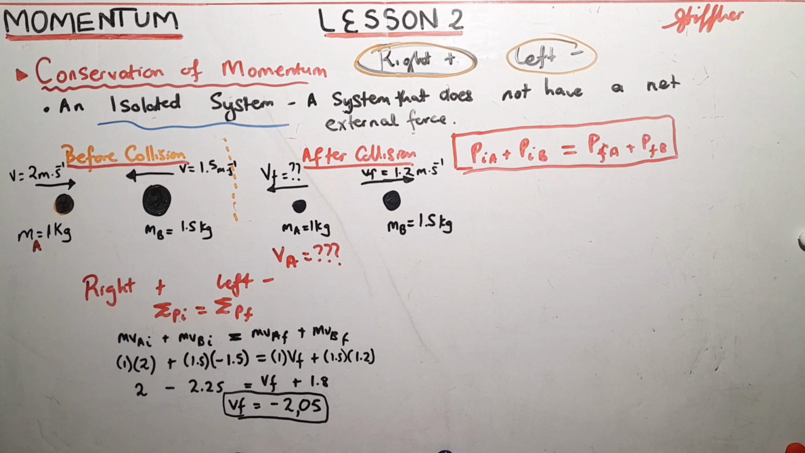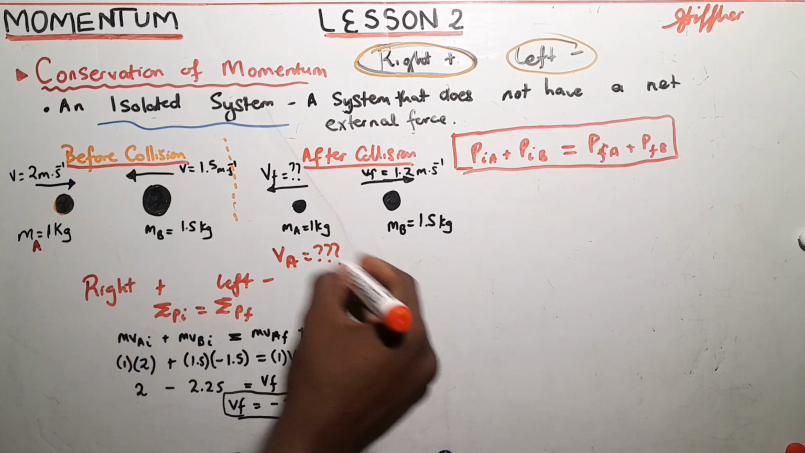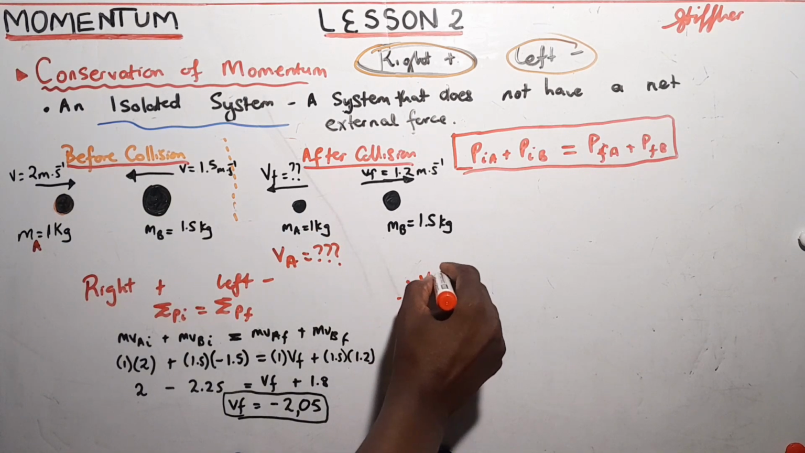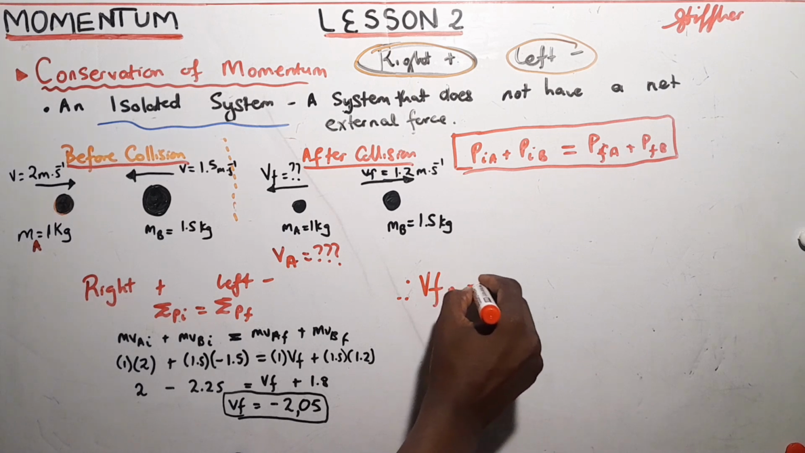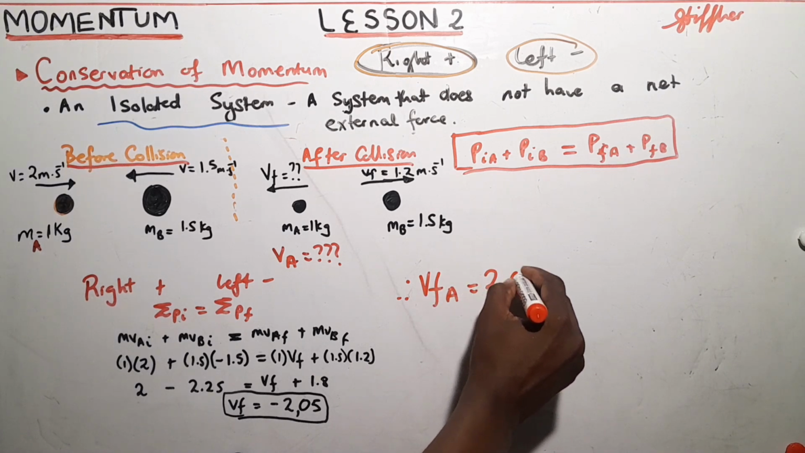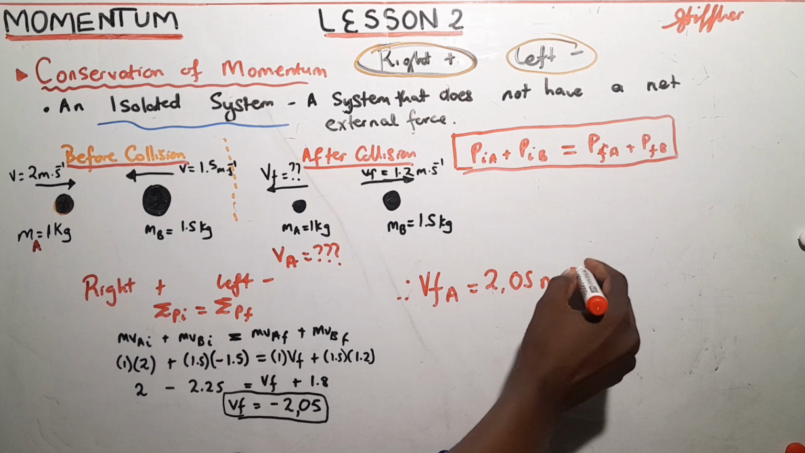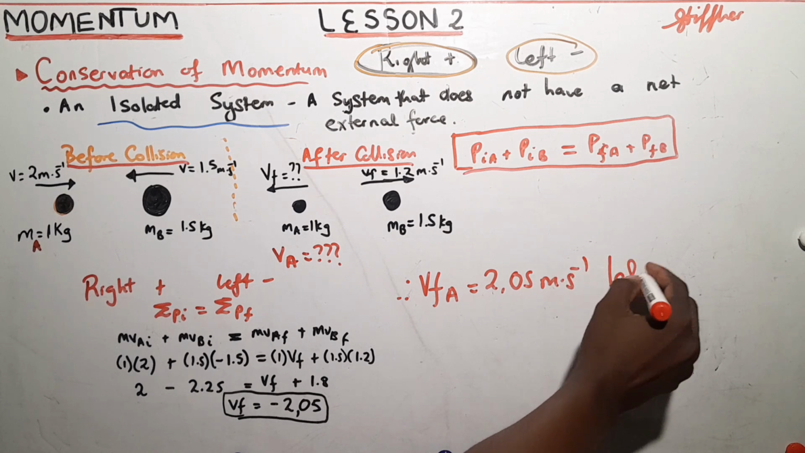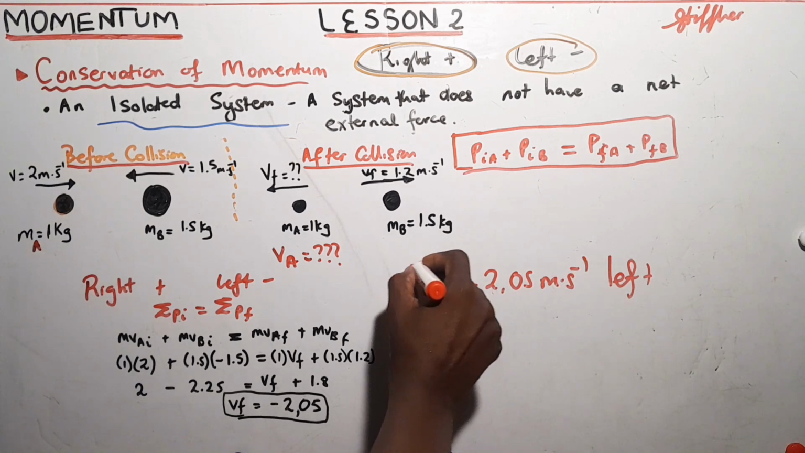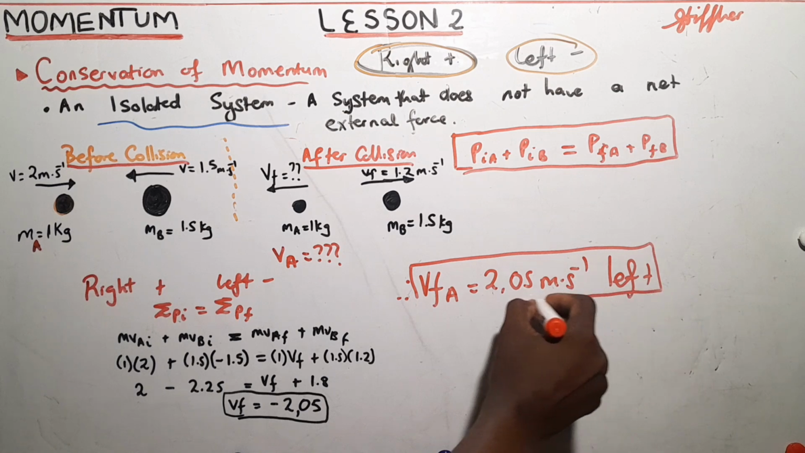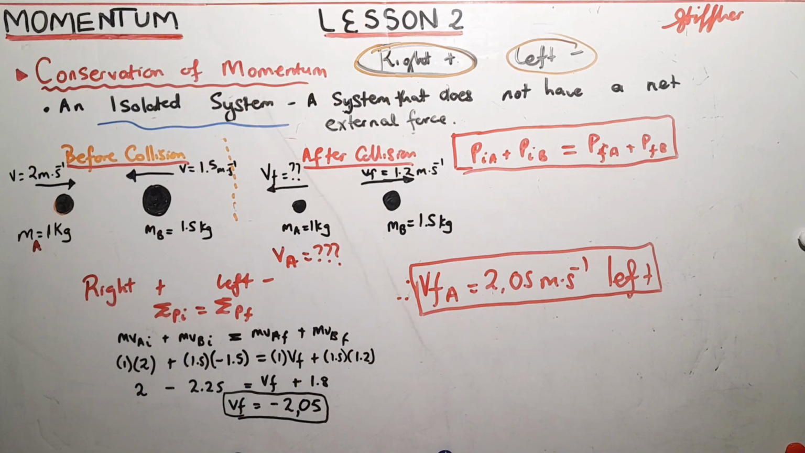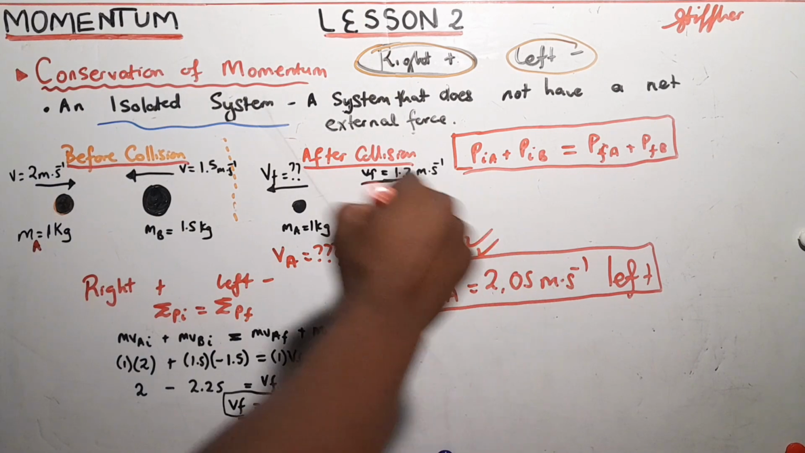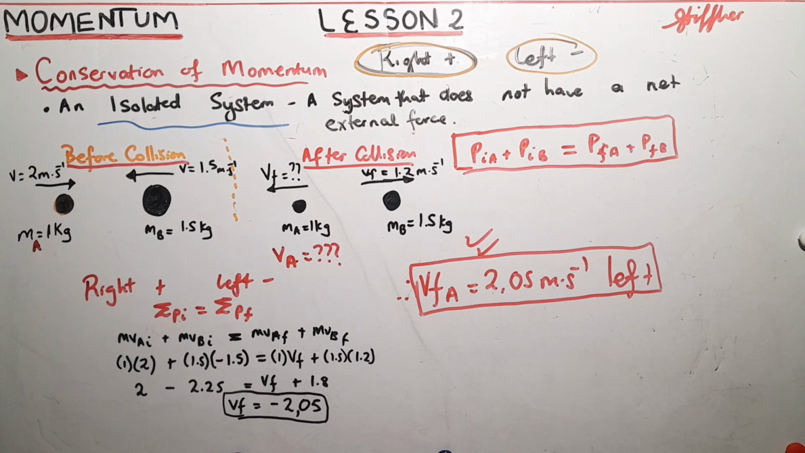But before concluding that, you can see that this is negative, and we have already chosen our left to be negative. So it means that the final velocity of body A is 2.05 meters per second to the left. So this is going to the left at that velocity. So that's how you can solve this type of question.